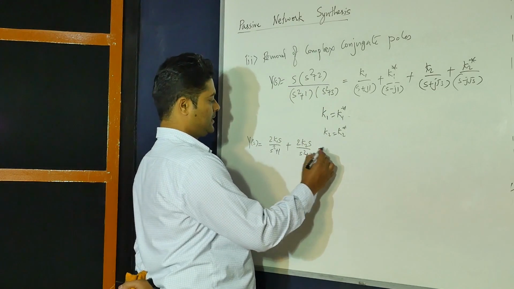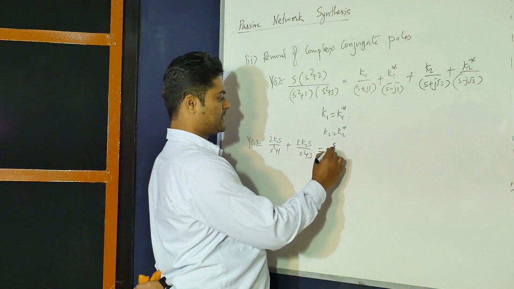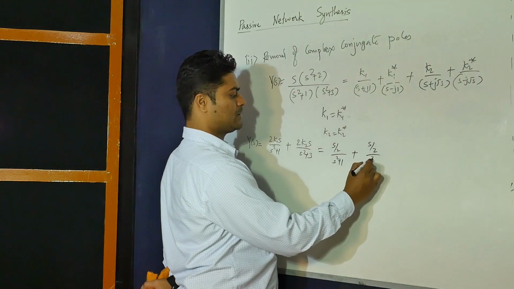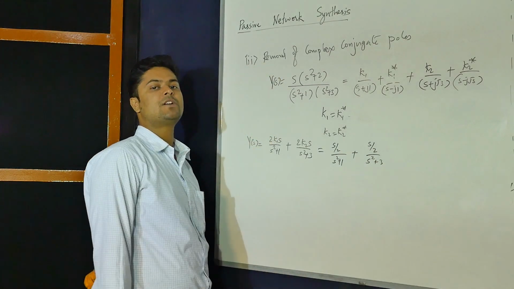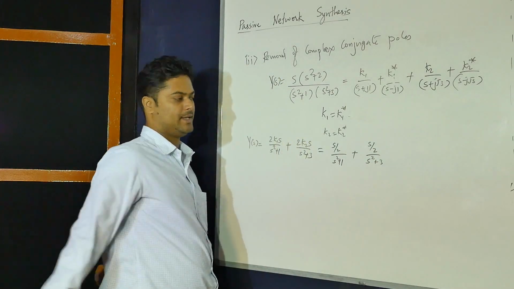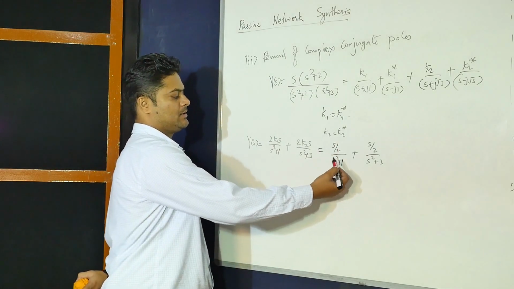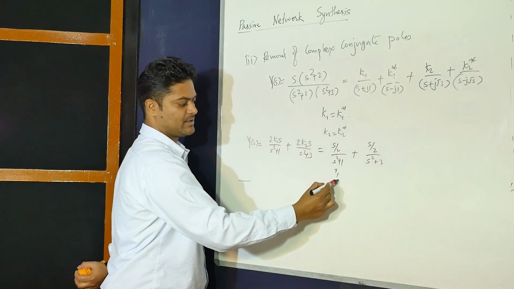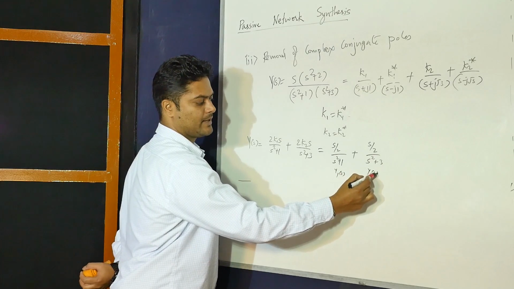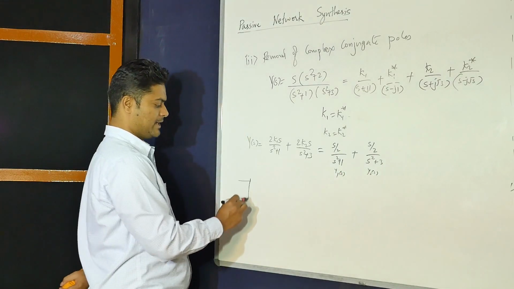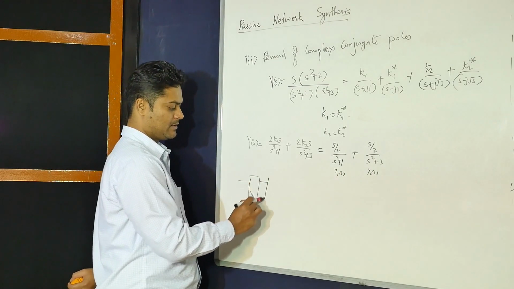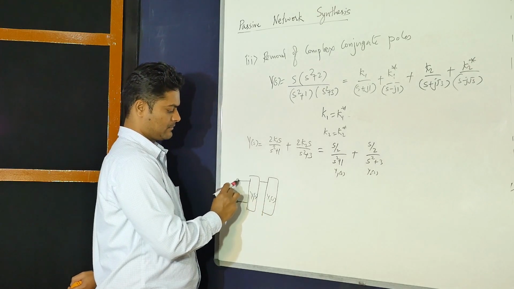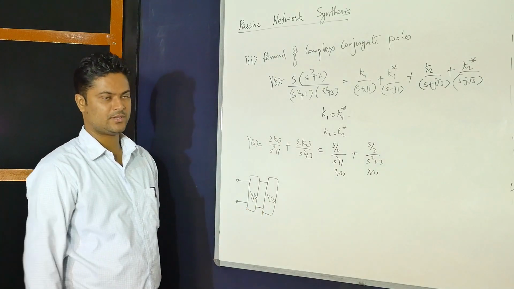Y of s becomes 1 by 4 into 2s, that is s by 2 into s square plus 1, plus s by 2 into s square plus 3. This is the partial fraction expansion of the given Y of s. And we know this Y is nothing but two functions, so let me take Y1 as this and Y2 of s as this. I can write both of them in parallel, with this one as Y1 and this one as Y2 of s. This way our circuit synthesis will happen.